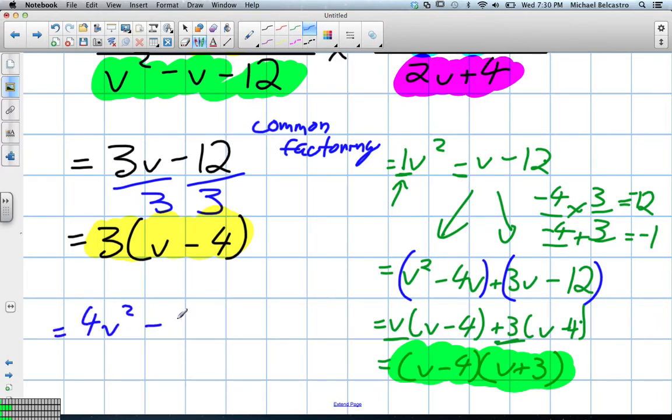4v squared minus 16. What's the first step of factoring always? Common. What can we take out that's common? 4. So then we're left with v squared minus 4.